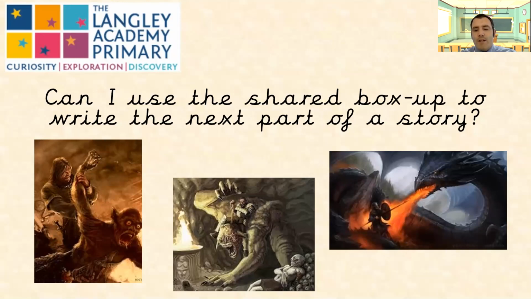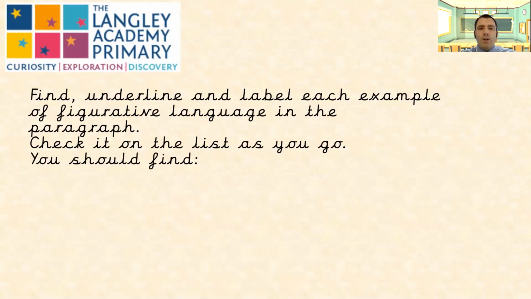So before we get started, we're going to start thinking about figurative language that we can add into our writing to really make it pop, make it into a really smart, interesting piece of writing. You're going to have a look at a paragraph in a minute, and what you need to do is go through it and underline and label each example of figurative language in that paragraph. Check it off on the list as you go. And you should find these following things. I'm going to give you the word and I'm going to give you the definition so you know what you're looking for.